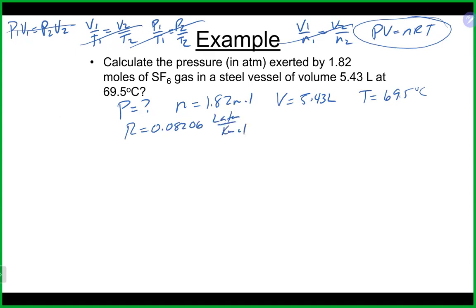So we are going to use the ideal gas law here. Our unit of volume is good. It's in liters. Our temperature is not good. So like normal, we're just going to add our 273 and convert it to Kelvin. And that looks like 342.5 Kelvin. And everything else is good.